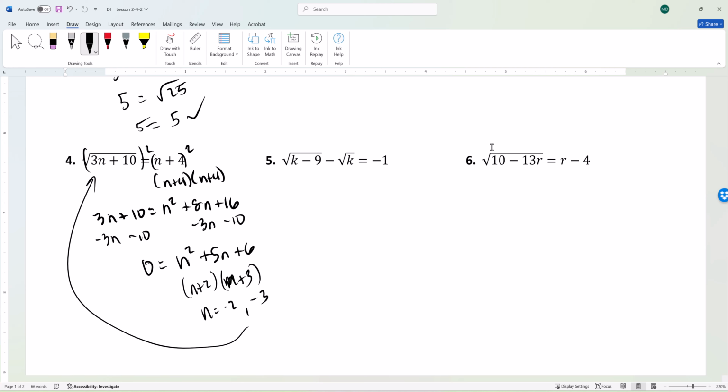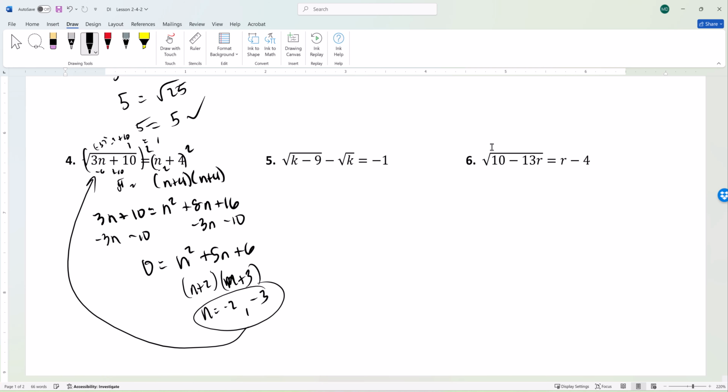Now we have to take those and plug them back in and see, do they work? So if I plugged in -3, it's not squared, sorry. -3 is -9, -9 plus 10, that's 1. Does that equal -3 plus 4, which is 1? Okay, that works. -2, I get -6 plus 10, which is 4. The square root of 4 is 2, and -2 plus 4 equals 2, so there you go. So yep, both of them work.